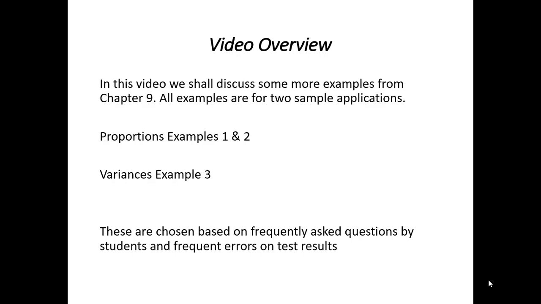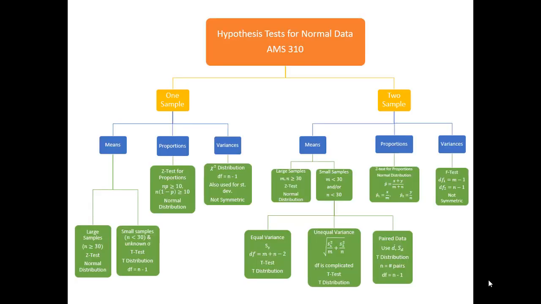So in particular, we're going to look at two examples involving proportions and one example involving variances. You may recall Chapter 9 is all about inferences concerning two samples. On our roadmap for hypothesis testing, we're over here on the right side, two sample. We're going to look at proportions and variances. You can see that we're still assuming the underlying distributions are normal distributions.